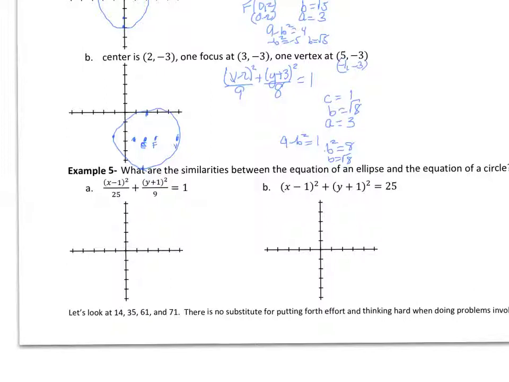In an ellipse, we have A and B. In a circle, we just have R, right? Or A or B. The A and B are the same. Okay. In an ellipse, A and B are different because you don't have a constant radius, but in a circle, it's all the same. Okay. All right. Any questions? I believe that does us.